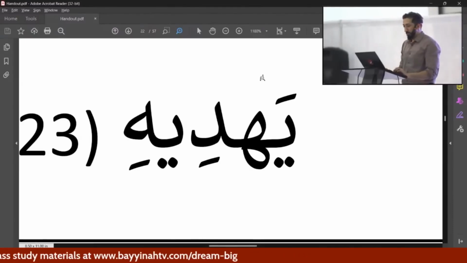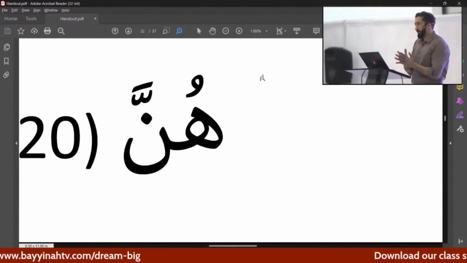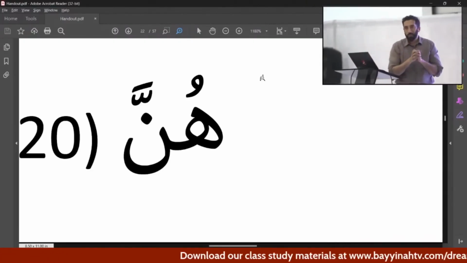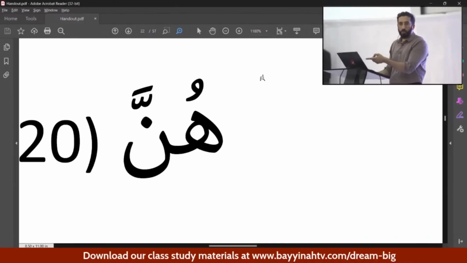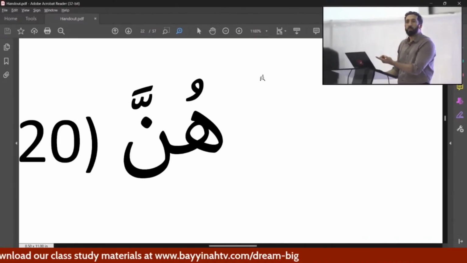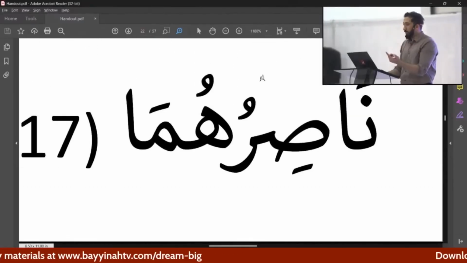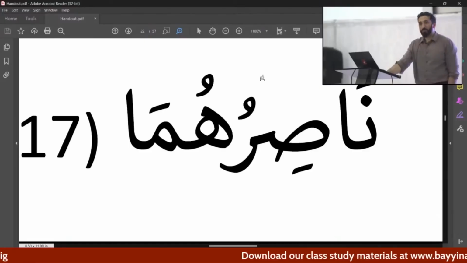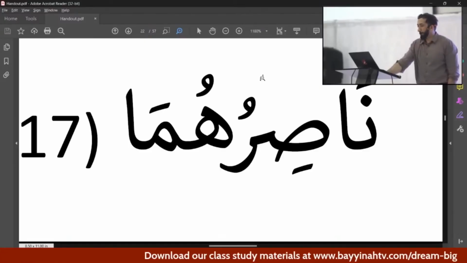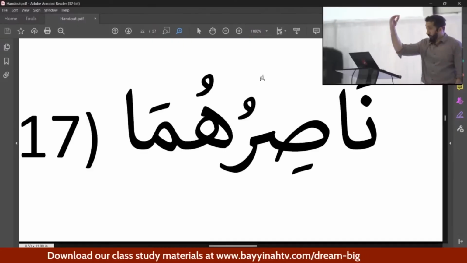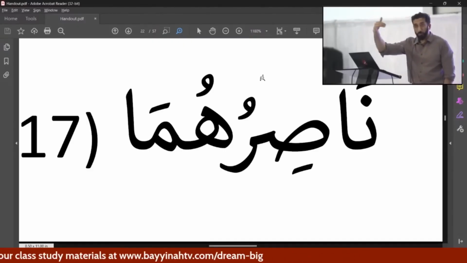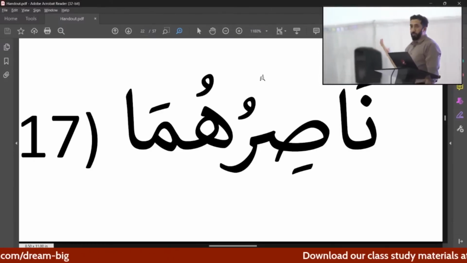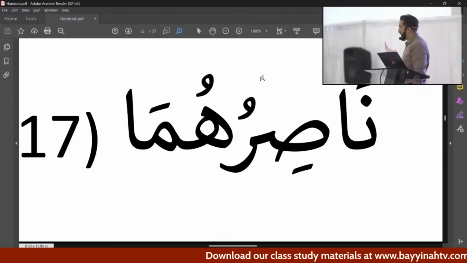As you shall soon see. Hunna. What does it mean? Let's finish this practice. Them ladies. Rafa, nasab, or jar? Why? Independent. Nasiruhuma. Attached. Could be nasab or jar. What does it mean? Well, first questions first. Where does it come from? What does it mean? What is the status? What's the first question? So what's the answer? Where does it come from? Huma. What does huma mean?